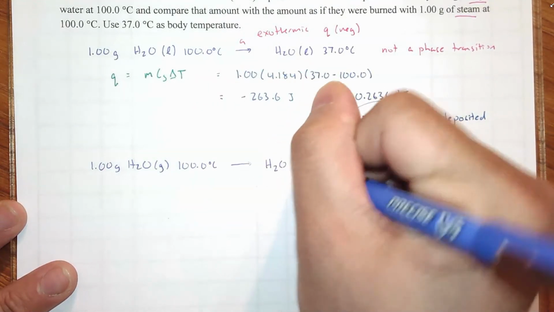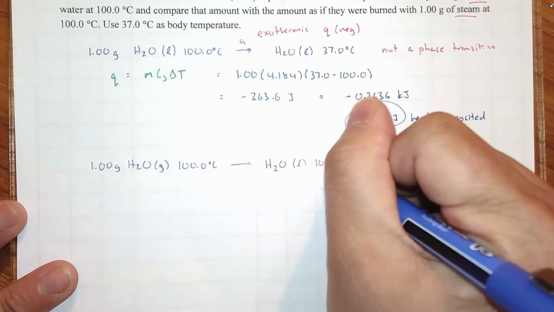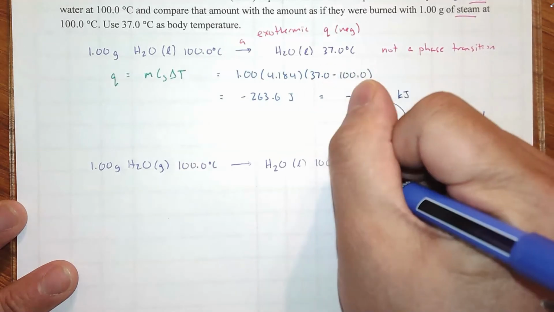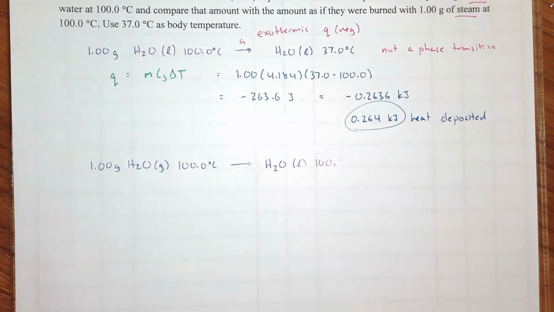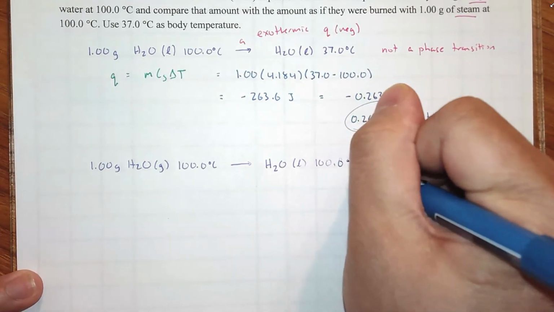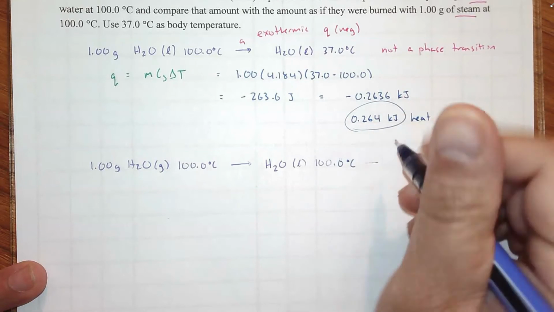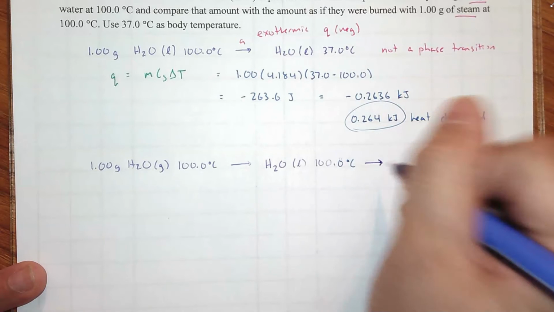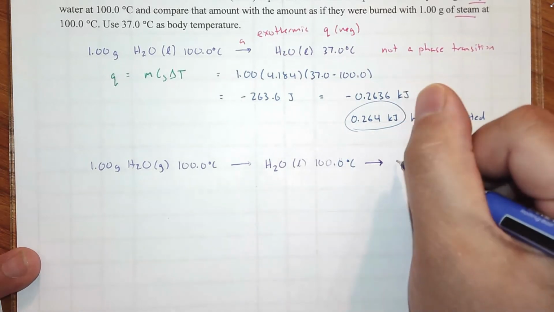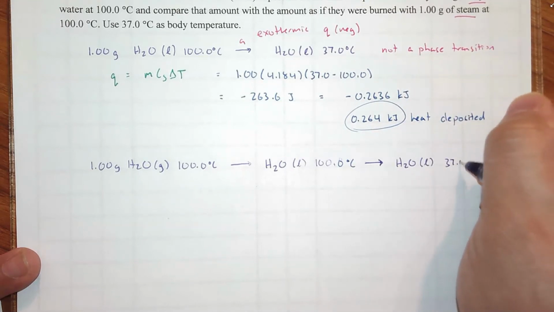We're going from H2O gas to H2O liquid, but it's still at 100 degrees C. And then we have to cool that water. It's going to still be H2O liquid, now at 37.0 degrees C.